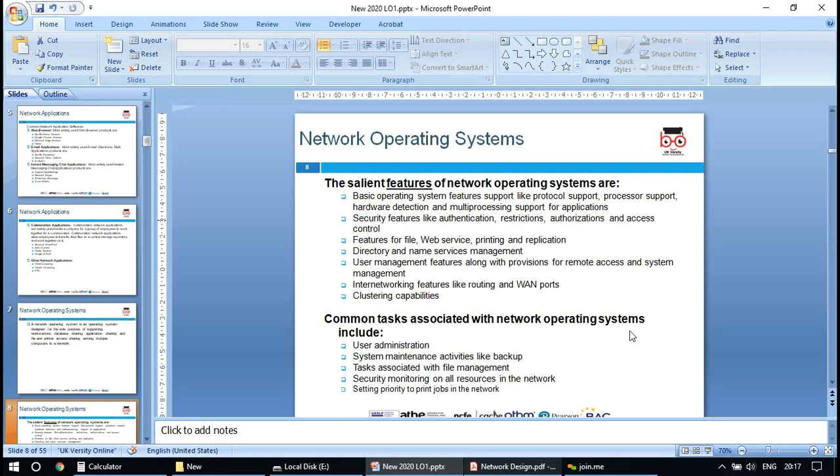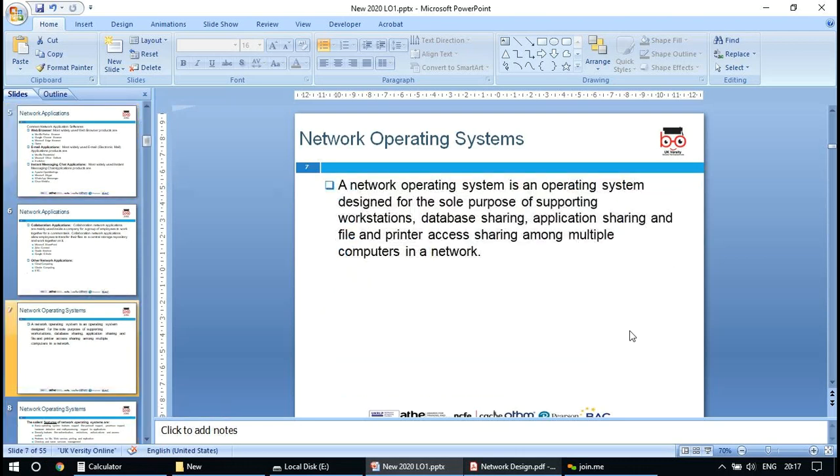Yes, that's right. So for network applications, you need an appropriate operating system, which should be the network operating system, a more network oriented operating system.